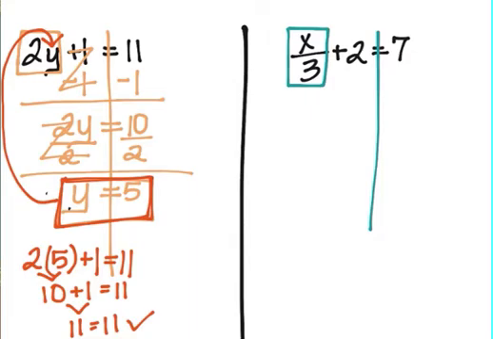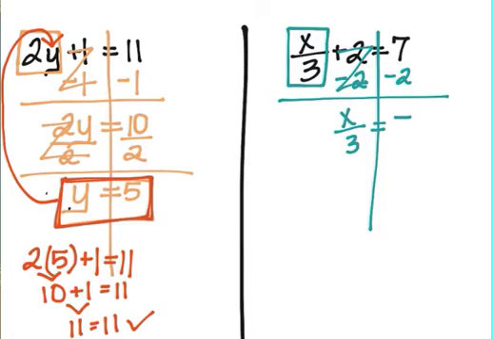So the inverse of plus 2 is minus 2, and I have to do that on both sides, so we're going to do that. It's going to zero out, and it's going to leave me on the left side with x divided by 3, or x over 3, equals, on this right side, we're going to do some math over here. 7 minus 2 is 5. So I have x divided by 3 equals 5.